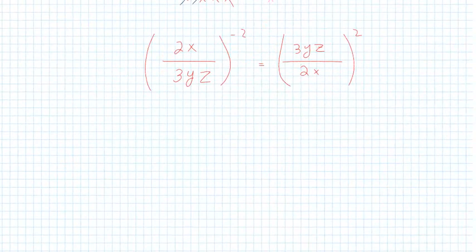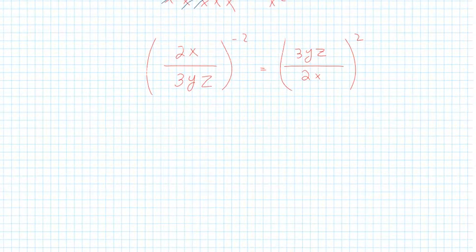If you want to distribute that in, as we did earlier, what would you do? Put an exponent of 1 on everything, and multiply the 2 to the exponent. So that's going to be 3 squared, y squared, z squared over 2 squared and x squared.